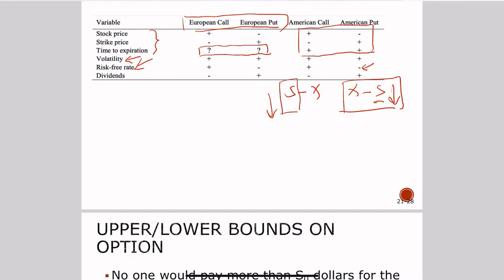I mean, you can actually think about this in an extreme case. You can imagine that you have a European call and its time to expiration is infinite. Now, what is the present value of this call? It's always zero, right? Because it has infinite time to expiration. So it's a valueless call if you have infinite time to expiration. So that's why you will get a question mark here. You cannot really tell how time to expiration will affect the value of call and put.